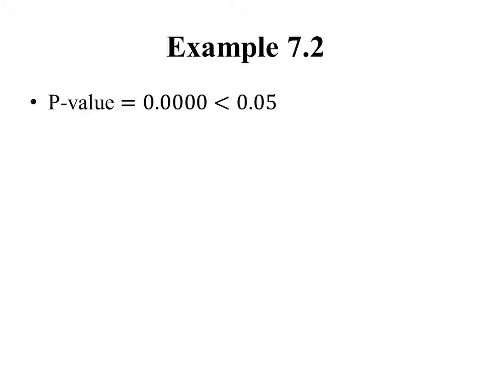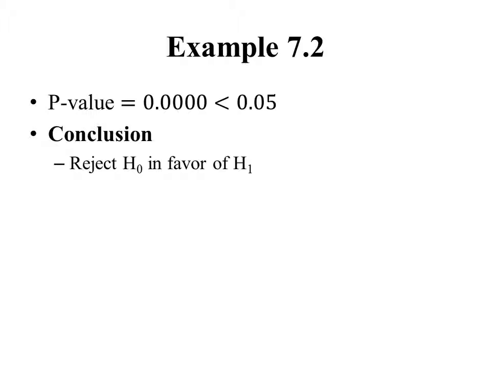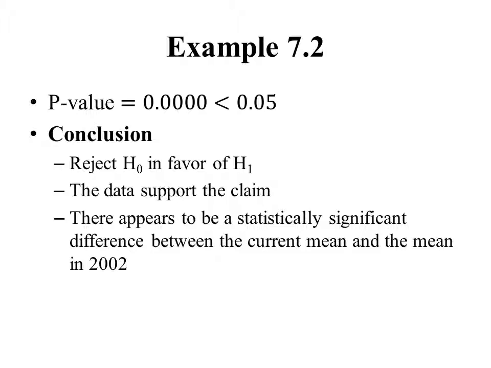So we interpret that p-value in the same way as our other tests. Compare that number to 0.05. In this case, our p-value is much less than 0.05, so our conclusion is to reject the null hypothesis in favor of the alternative. And so we would say that our data support the claim, or stated another way, there appears to be a statistically significant difference between the current mean and the mean in 2002, which was a mean of 203.